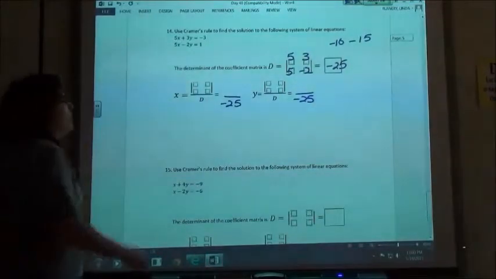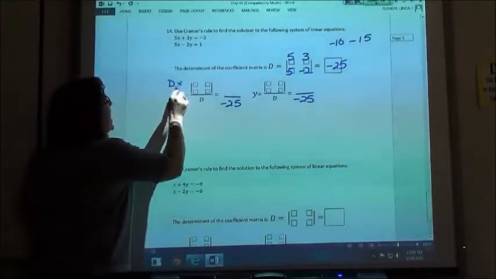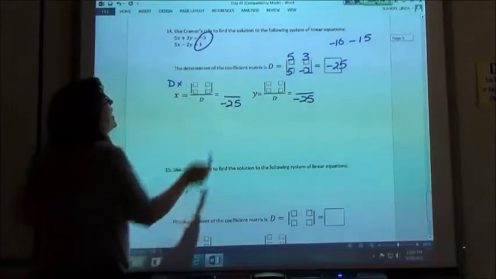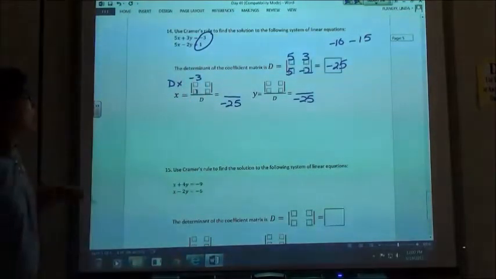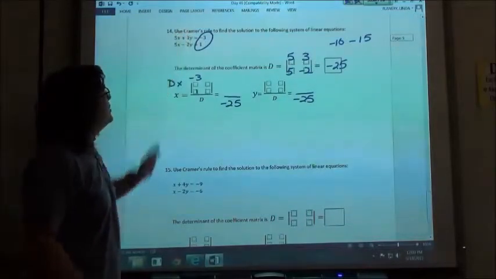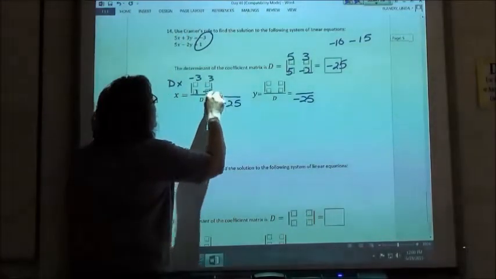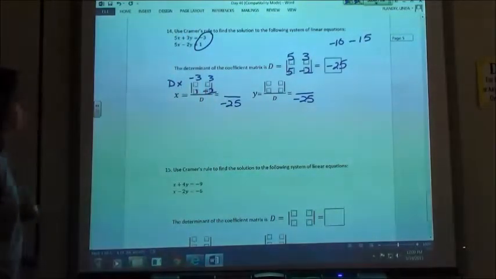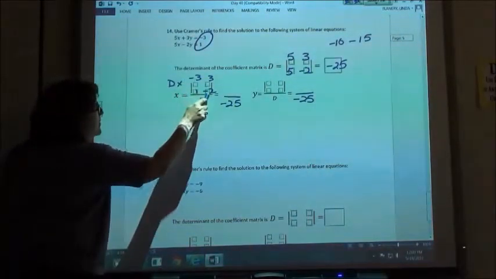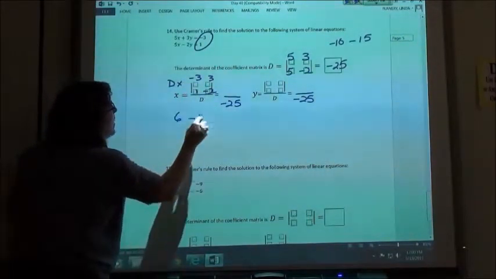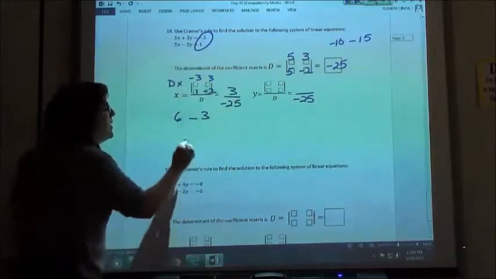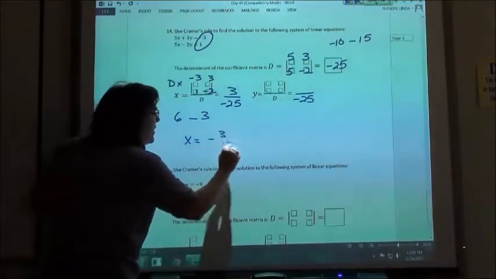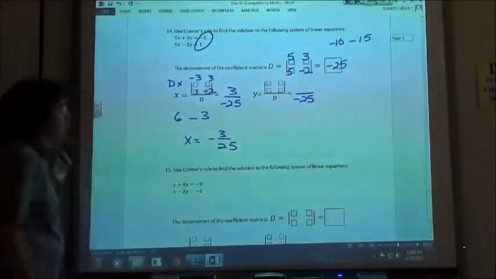Then I'm going to find my other determinant, my determinant dx. I'm going to put these in for the x's. So negative 3 and 1 will go in that first column. The y should stay the same as original, so 3, negative 2. So negative 3 times negative 2 is 6, minus 1 times 3 is 3, 6 minus 3 is 3, so x is going to equal negative 3/25.